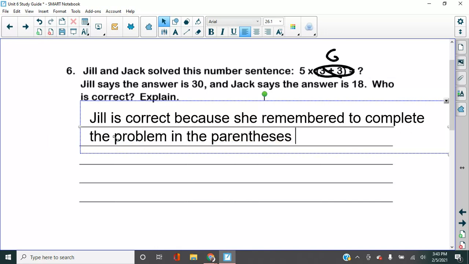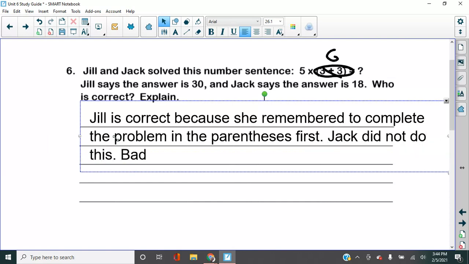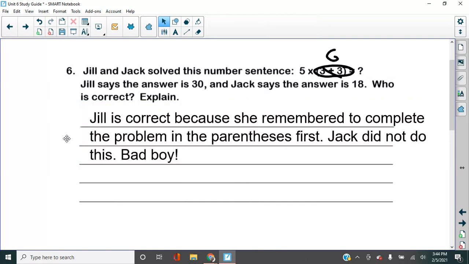First, Jack did not do this. Bad boy. All right, you don't have to add that. So that's why, right? We have to explain. We have to give our reasons and our evidence, right? When we've talked about that in reading too, right? When you're proving a claim, our claim is that Jill is correct. You have to prove that with some evidence.